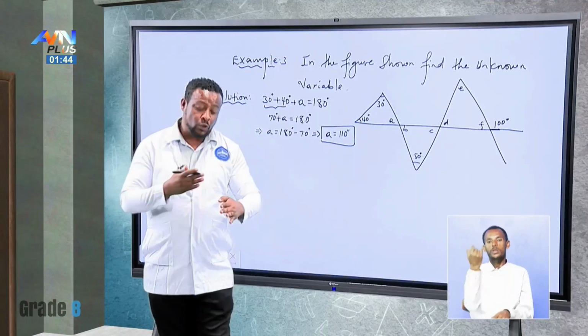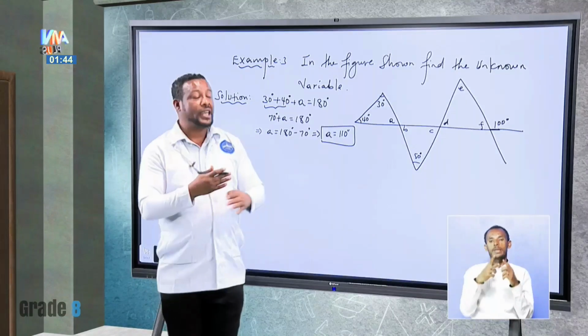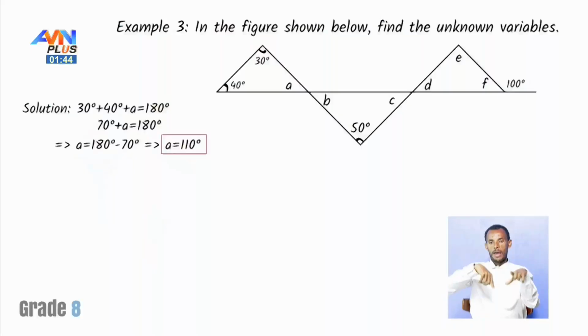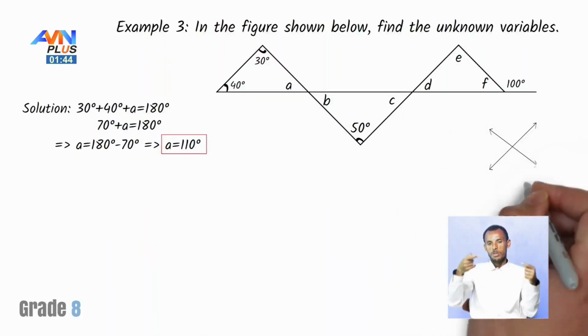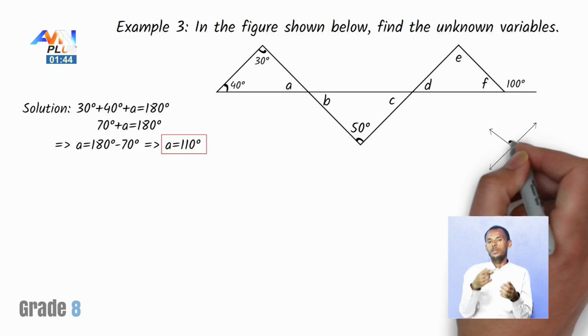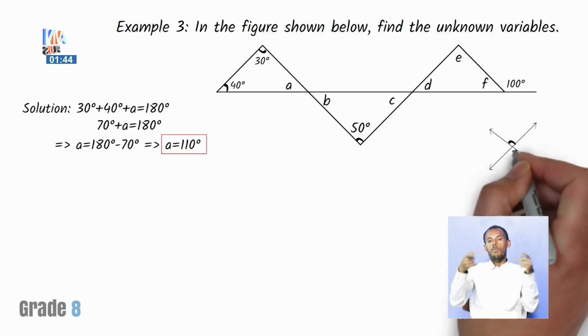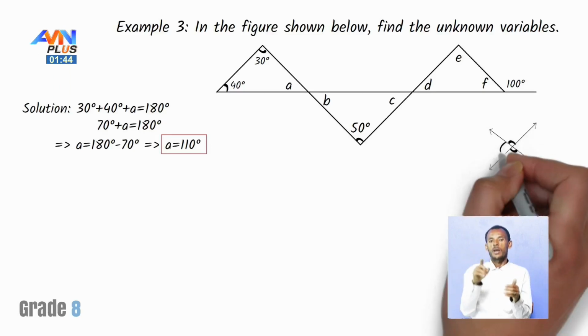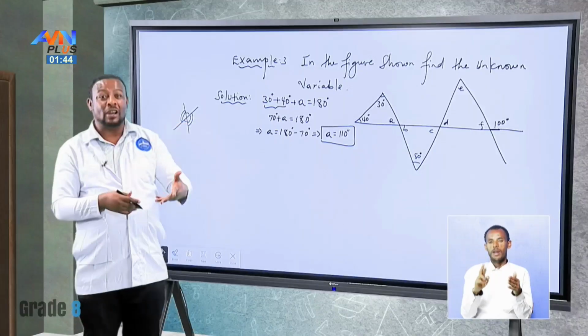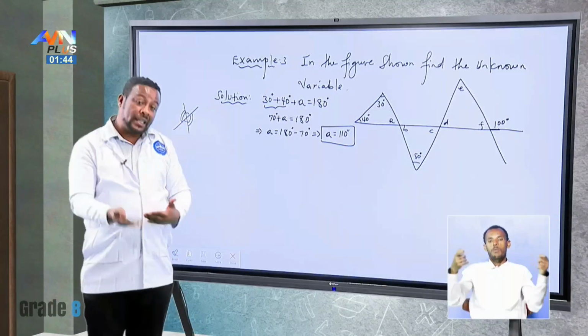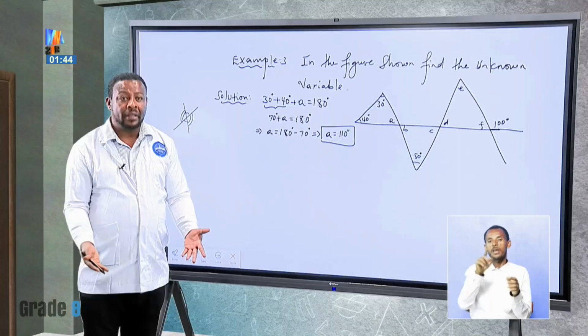Always, if you have two intersecting lines, you can get vertically opposite angles. This and this are called vertically opposite angles, and they are congruent. You can also consider this and this. These two pairs of angles are also vertically opposite angles, and they are congruent, right?